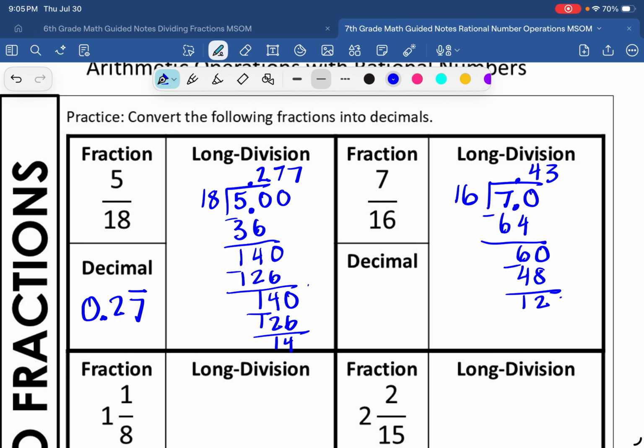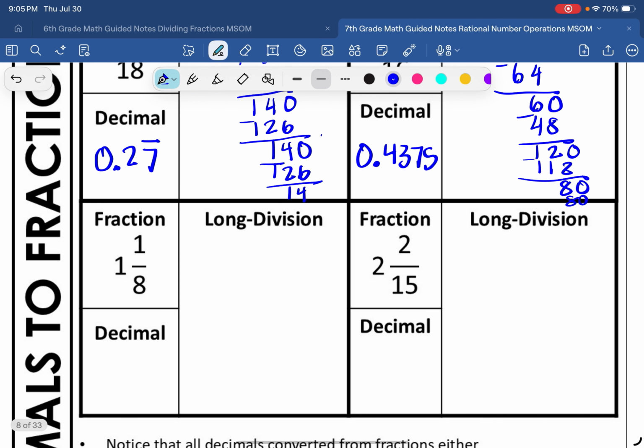Bring down a 0. 16 goes into 127 times. 16 times 7 is 112. Subtract, I get 8. Bring down my 0. 16 goes into 8 5 times. 16 times 5 is 80, and then I get remainder 0. At that point, I can be done, and it's not repeating. So my decimal is 0.4375.